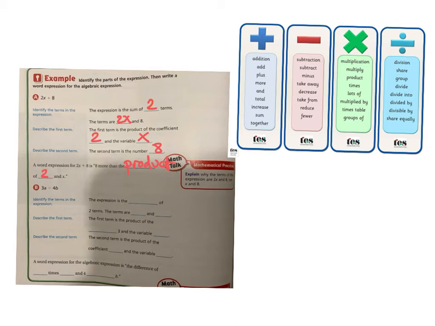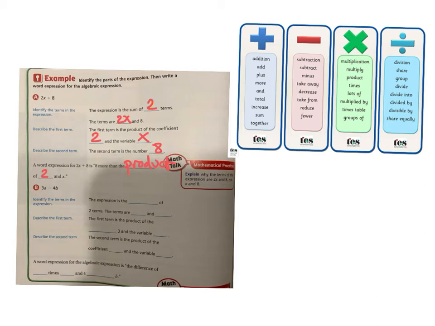You could also say the 2 times x added to 8. There's another way to put it. I mean, there's several ways, right? The product of 2 and x added to 8. Or the product of 2 and x plus 8. Or 8 added to the multiplication of 2 and x. So several ways to put it. There's not one right or wrong way.